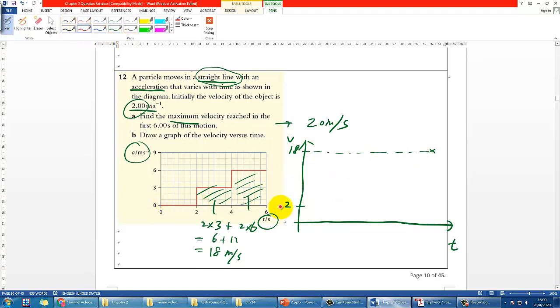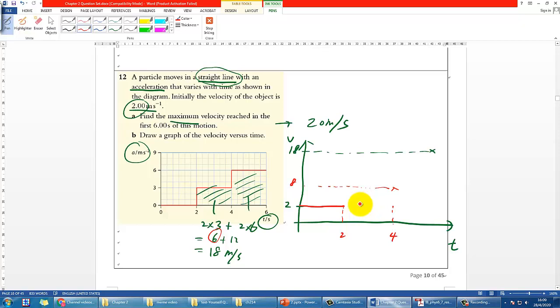For the first 2 seconds, let's say around here, there's no acceleration, so the velocity remains the same. Afterwards you have 3 meters per second squared for 2 seconds. So by 4 seconds you can see it is 6, so 2 plus 6 should be 8. So maybe around here.